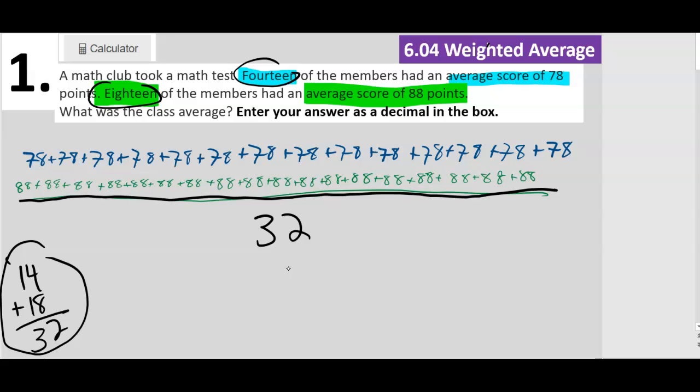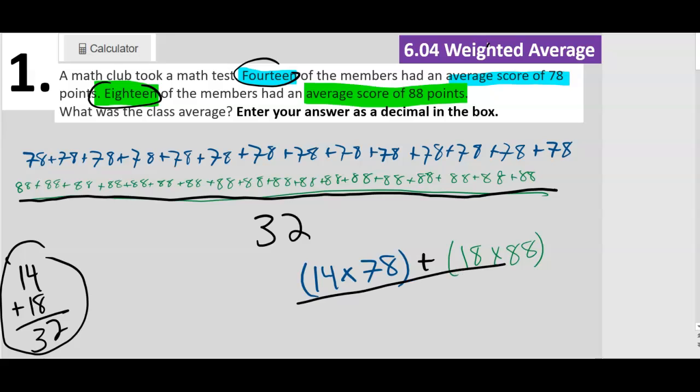Since there are 14 78s here, I have 78 14 times. I'm going to say 14 times 78. And since we have, I'm going to add this, of course, to what our green numbers are represented by here, by these class members who got scores of 88 points. We have 18 of those, so let's do 18 times 88. And we're still going to divide by 32 total members, because 14 plus 18 gives us the 32.